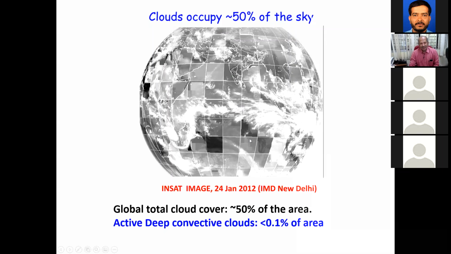And within this, there is a small fraction of the total area where you have active deep convective clouds. These are the cumulonimbus cloud systems whose roots are in the boundary layer and whose tops reach up to the tropopause. So they are the ones which occupy the entire depth of the troposphere. Those clouds occupy less than 0.1% of the area, but they are the rain-producing clouds on Earth. Therefore, they play a major role in the water cycle, the global hydrological cycle.